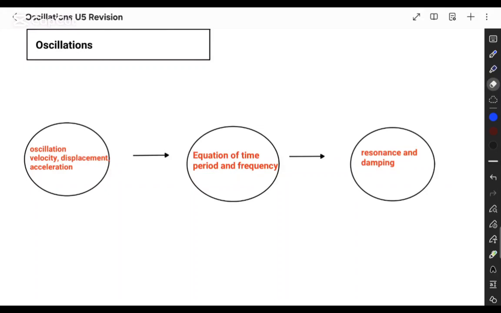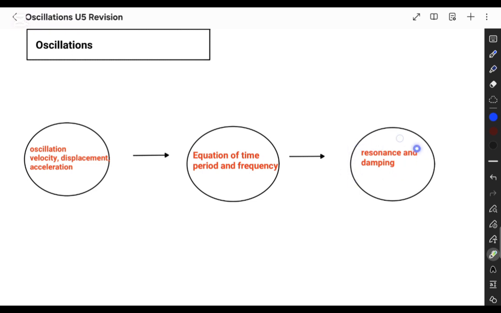Okay, so in this revision video, we're going to be going over oscillations, and I've structured it like this. First, we're going to be going over the velocity, displacement, acceleration, and some basic things. And then we're going to be going over equation of time, period, and frequency.